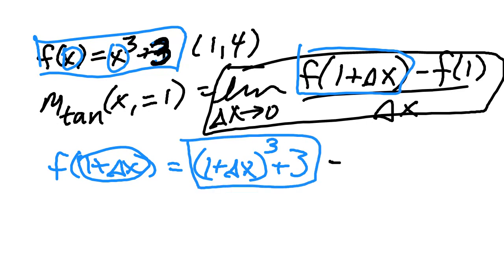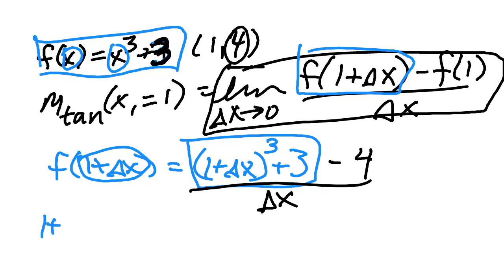Okay, well, what's f of 1? If I plug in 1, I get 1 cubed plus 3, which is 4. But actually, I already knew that f of 1 equals 4 right there, right? And then all over delta x. Okay, but I'm going to go ahead and cube this blue one out. So let's cube that out.